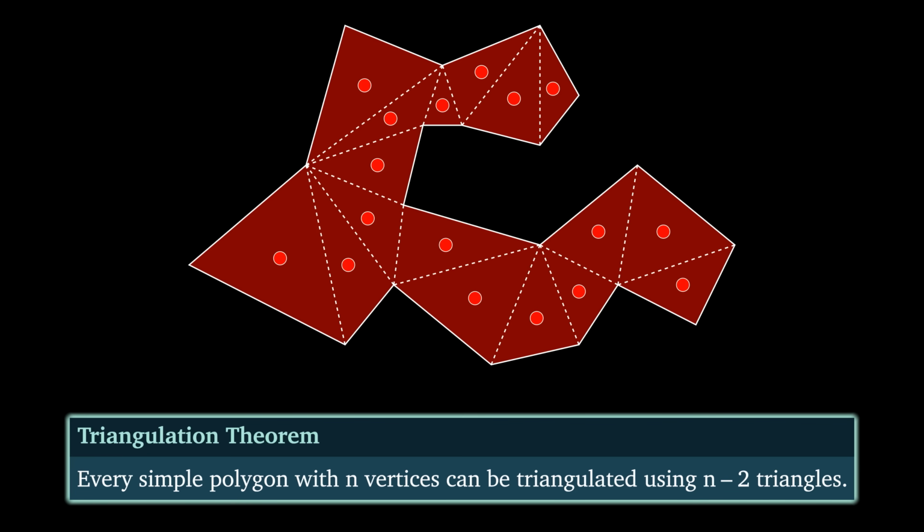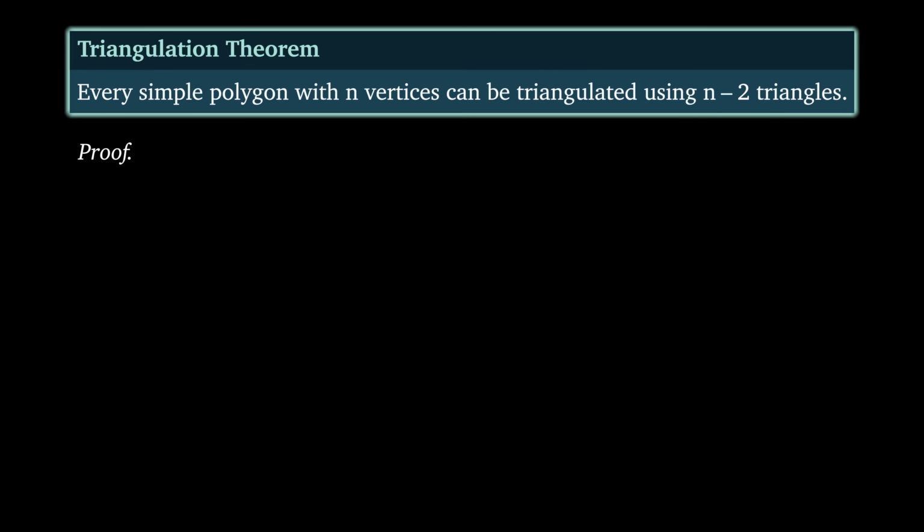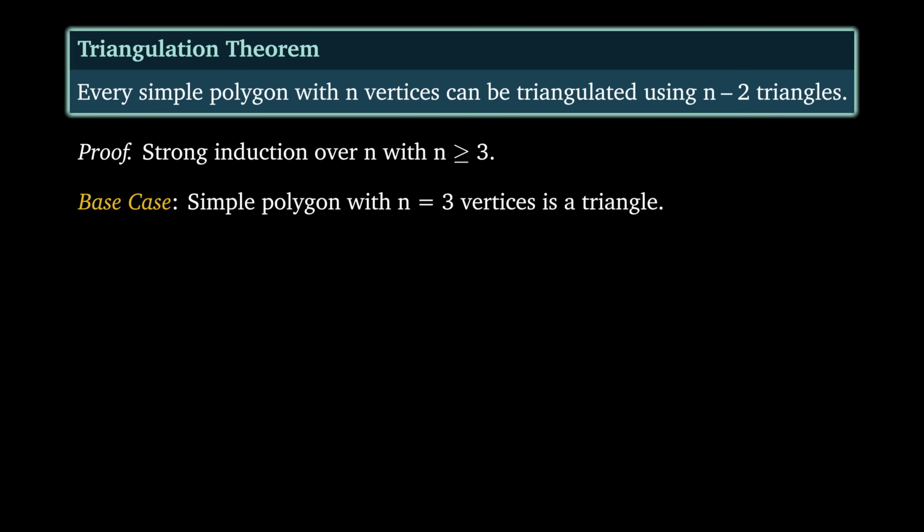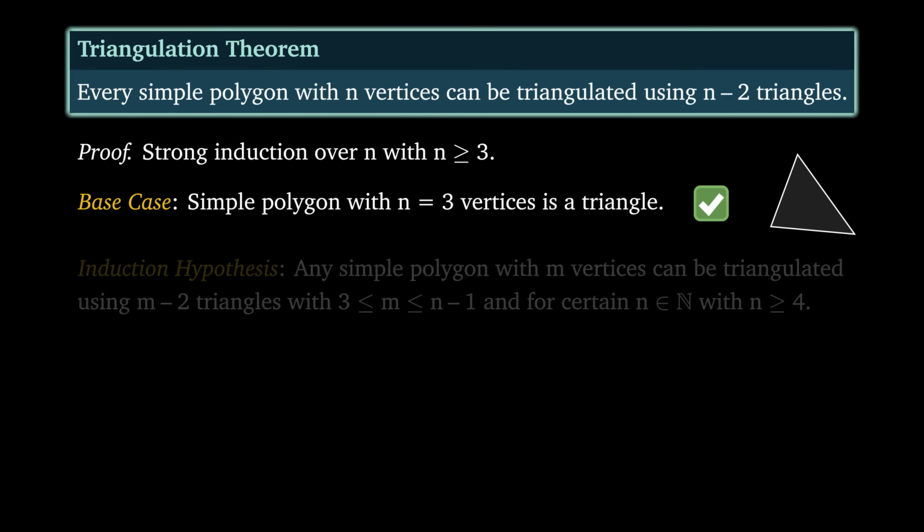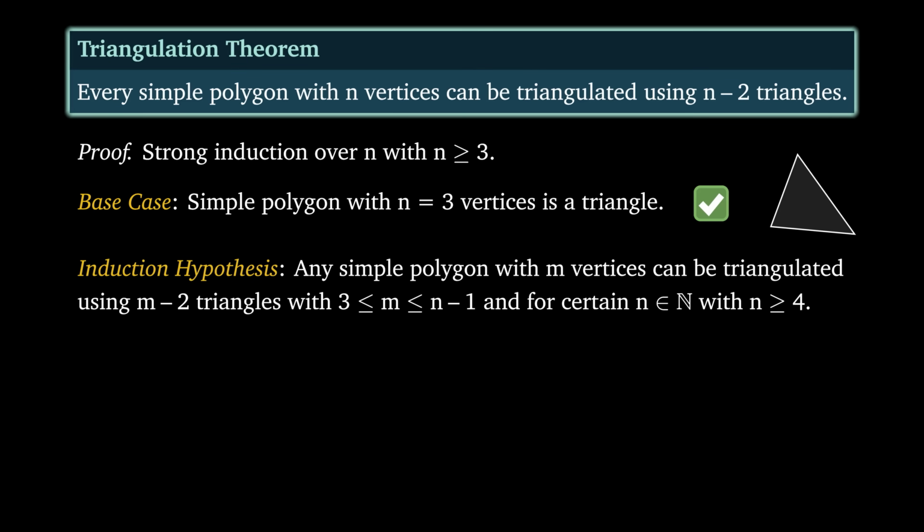A proof of the triangulation theorem is very simple and based on strong induction over n, the number of vertices of the polygon, with n being greater or equal to 3. In the base case, we consider a simple polygon with n equal to 3 many vertices. In other words, a triangle. This is obviously already triangulated and consists of exactly one triangle, which is indeed equal to n-2. In the induction hypothesis, we assume now that any simple polygon with m vertices can be triangulated using m-2 triangles, for all m between 3 and n-1.